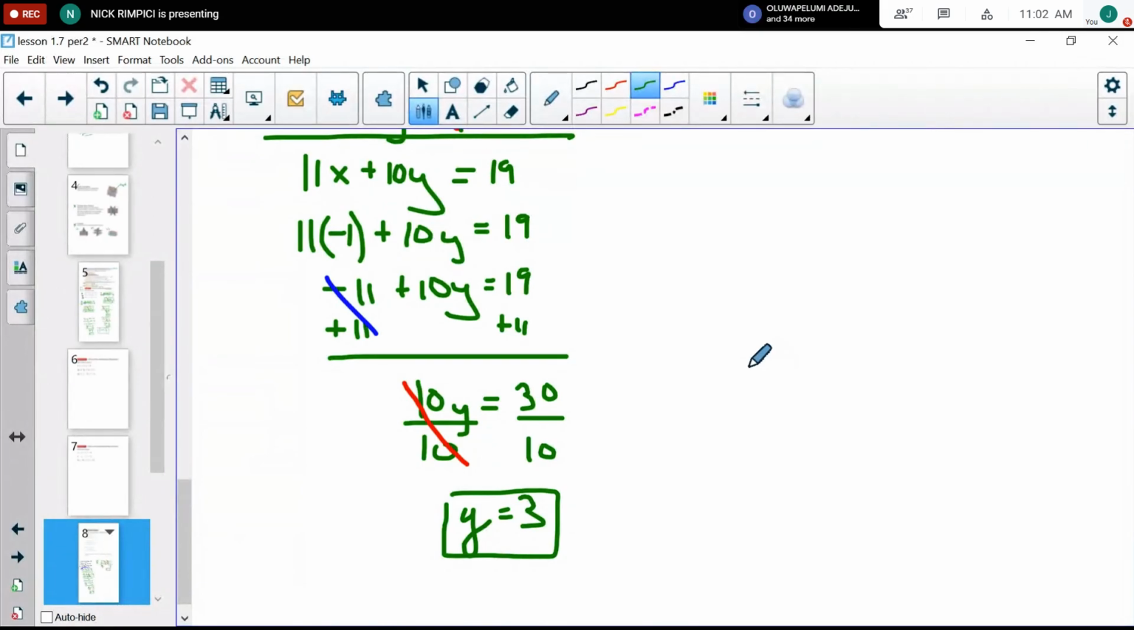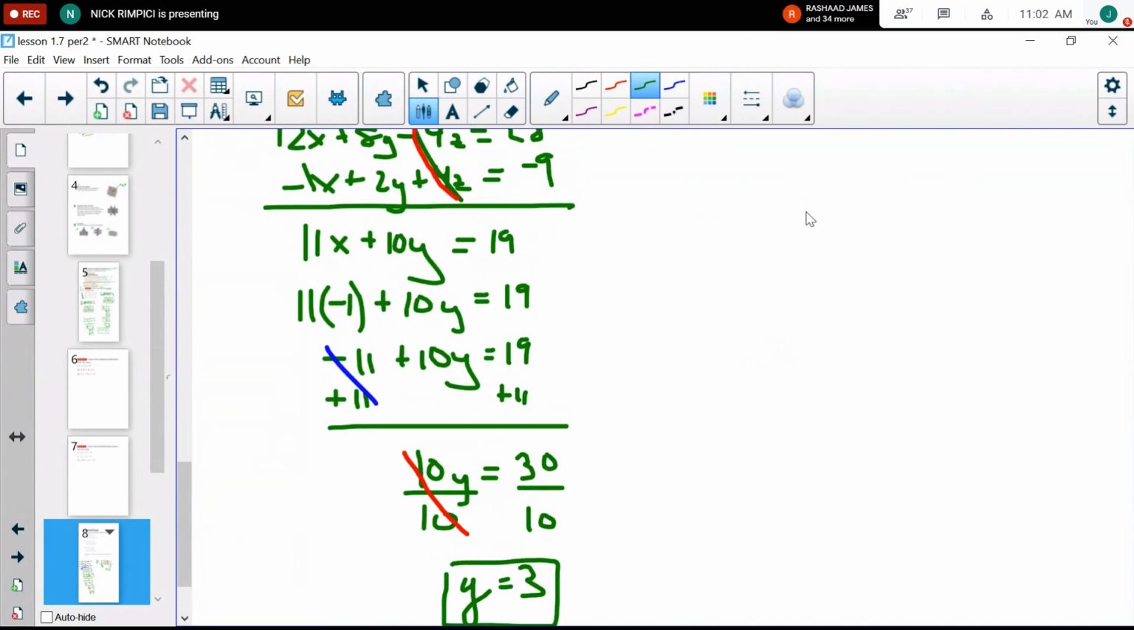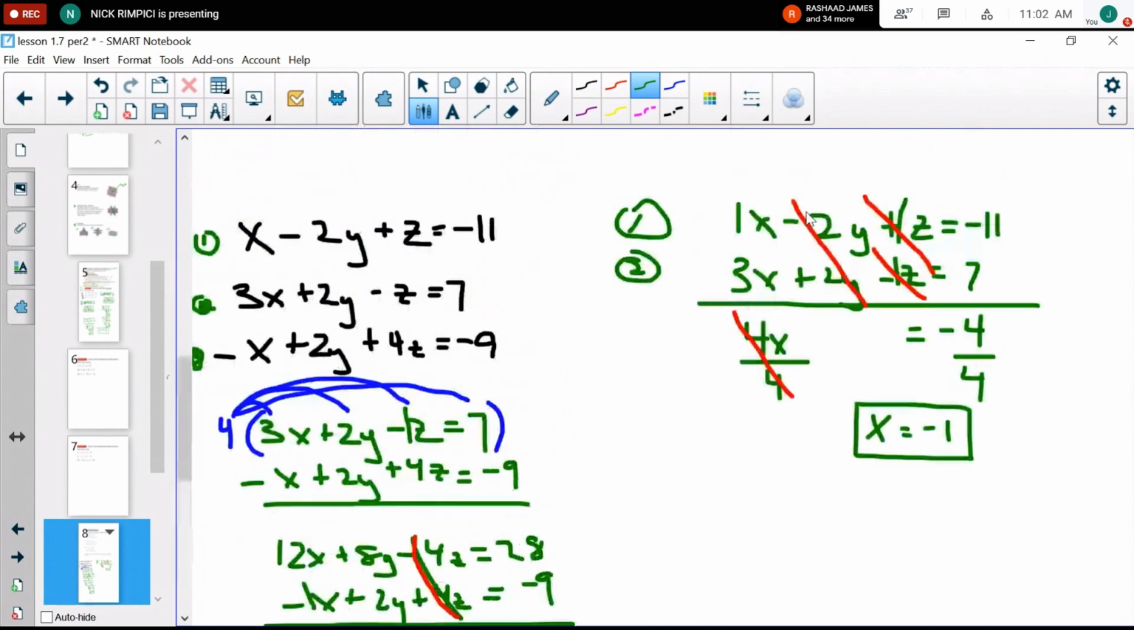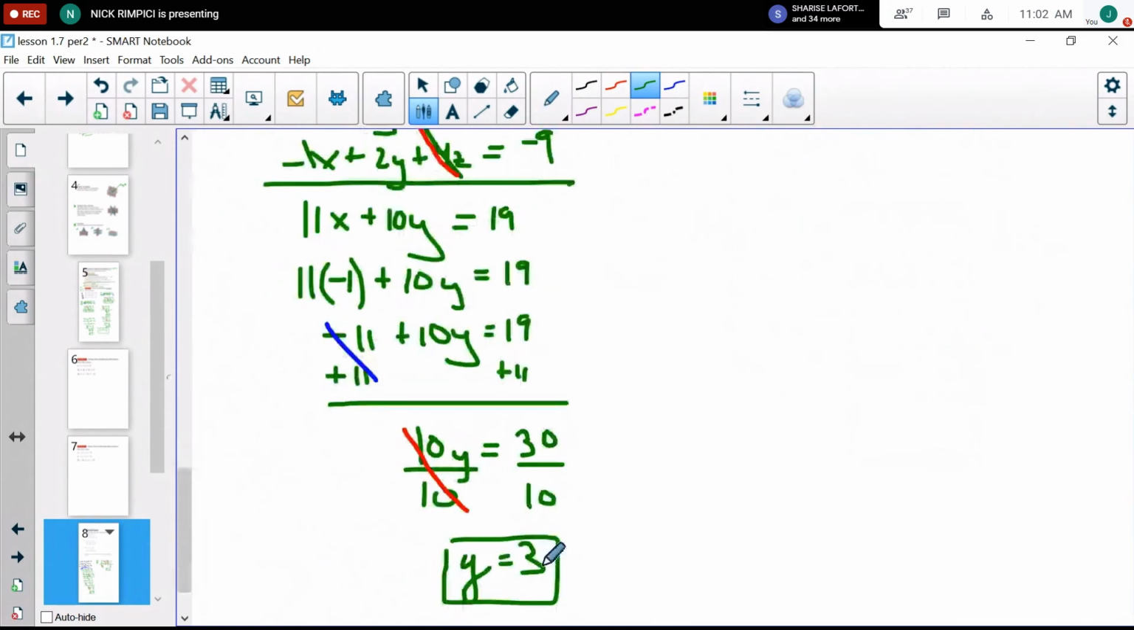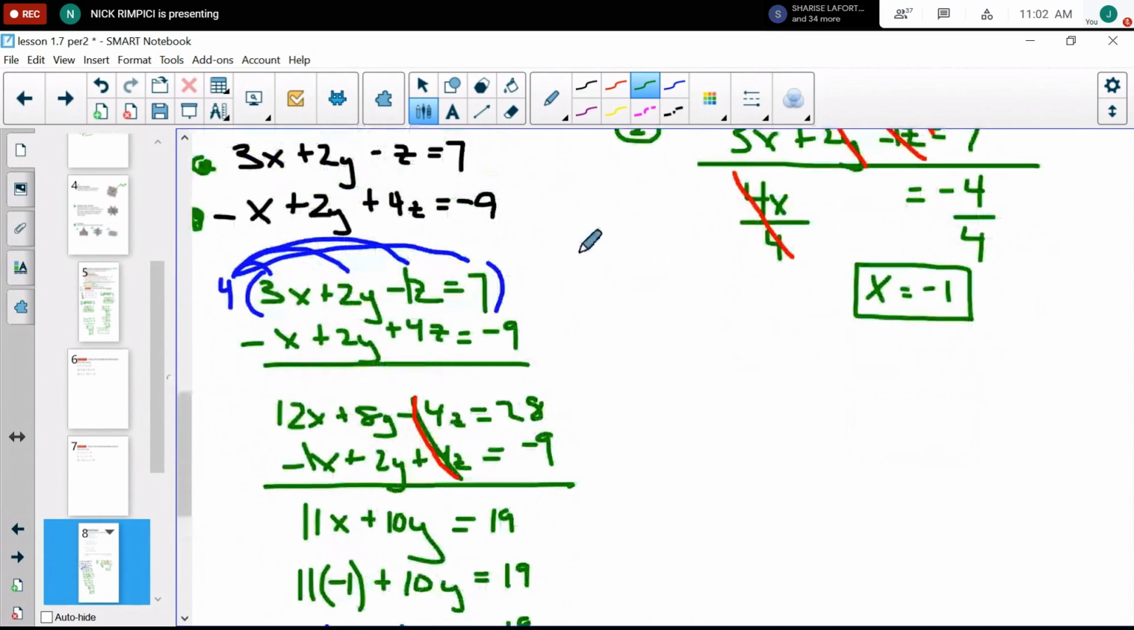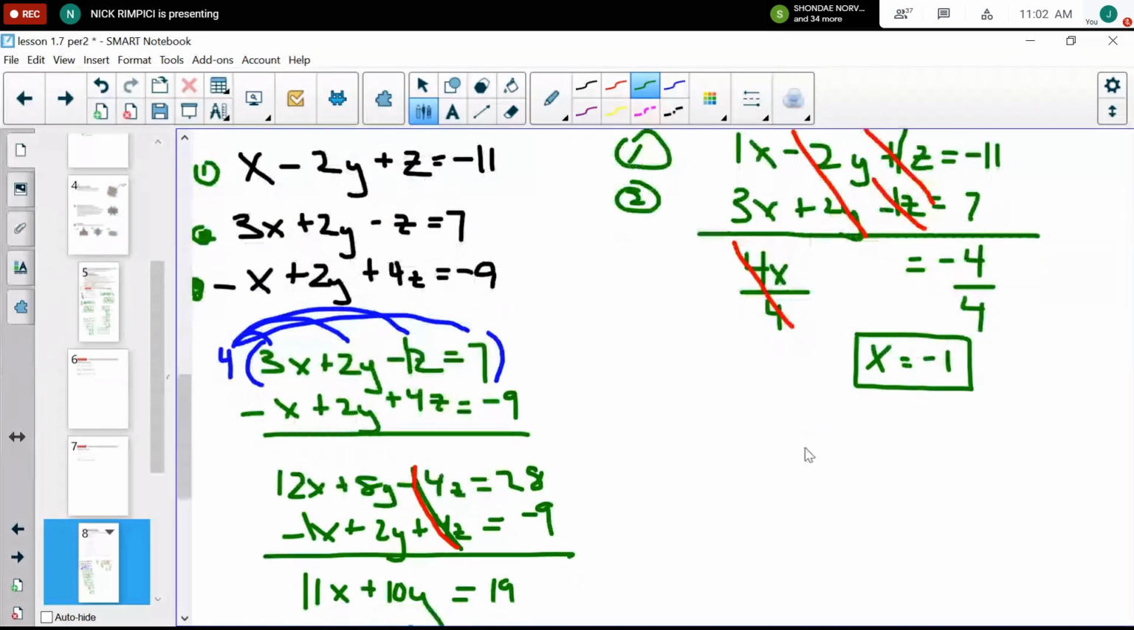To find z after you figure out the other variables, once you have two, to get the third variable, just go back up and you can choose any one of the equations you want to work with. It's up to you. You could choose 1, 2, or 3. You're only going to choose one of them because you know x and you know y. So you can just substitute in and figure out the third variable.